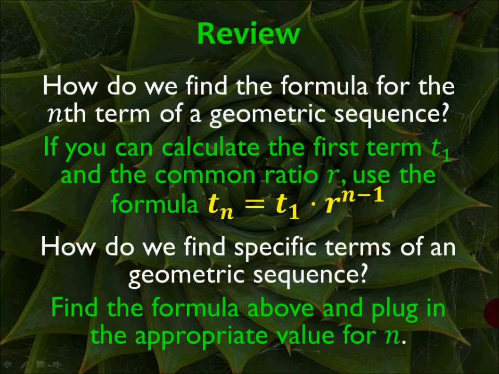Alright, in review, how do we find the formula for the nth term of a geometric sequence? You can calculate the first term t1 and the common ratio r. This is the formula you're going to want to remember. Tn equals t1 times r to the n minus 1 power. The nth term is equal to the first term times the ratio to the n minus 1 power. To find specific terms of a geometric sequence, use this formula above and plug in the appropriate value for n and solve for either t1 and or tn.